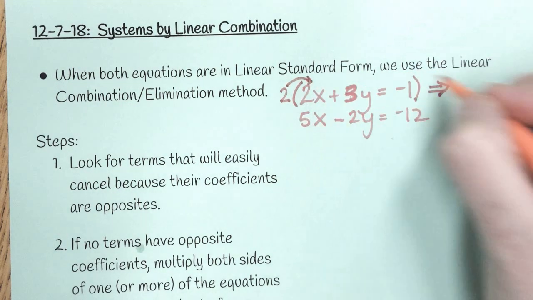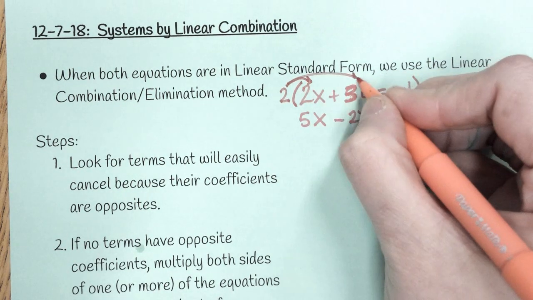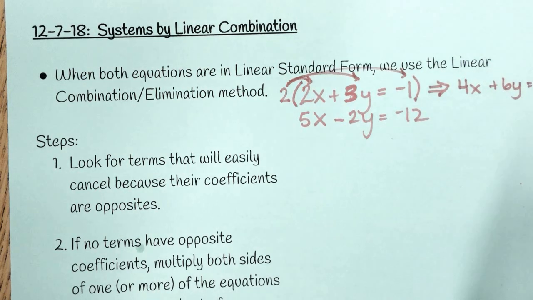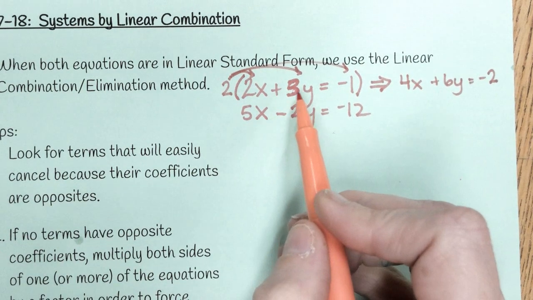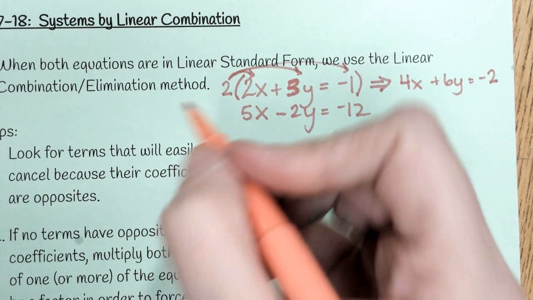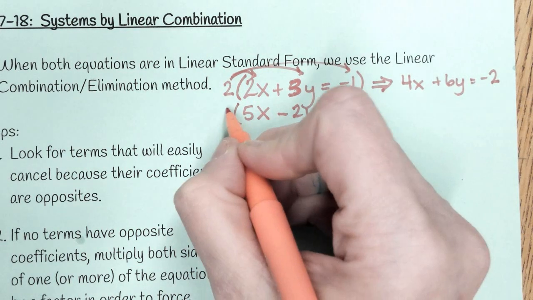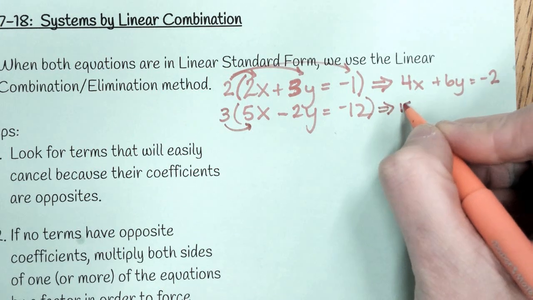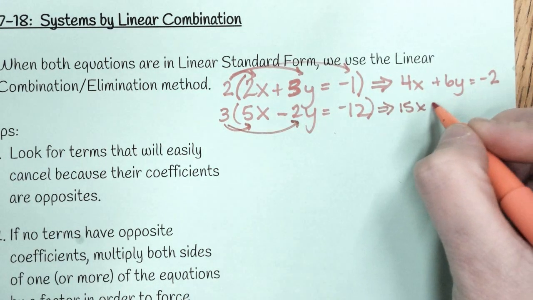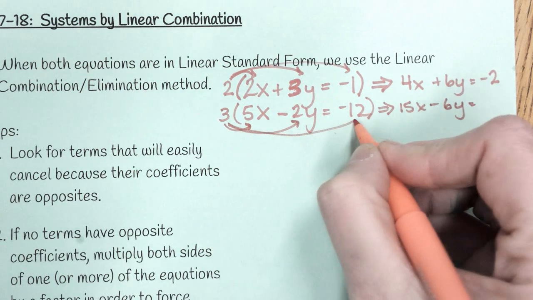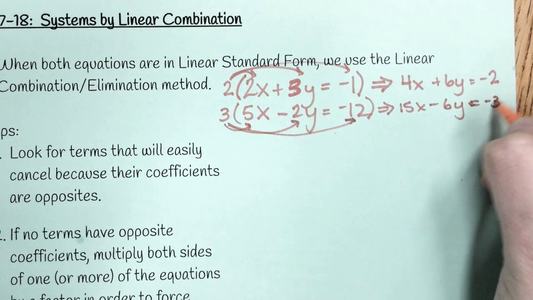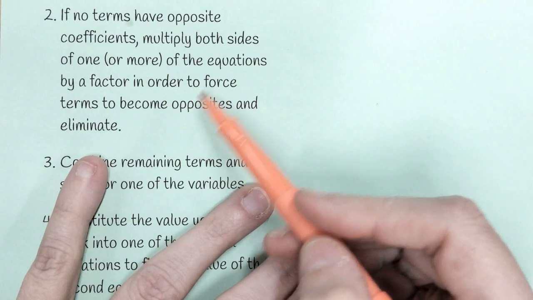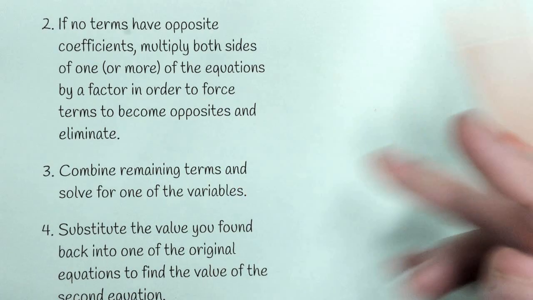I have 4x plus 6y equals -2. Okay? I didn't multiply by 6, I'm sorry. I multiplied by 2 to create 6y. Okay? Now, if I multiply this entire row by 3, 3 times 5 is 15x. 3 times -2 is -6y. 3 times -12 equals -36. I have created a zero pair, and that's what I want. I forced terms to become opposites so that I could eliminate something.